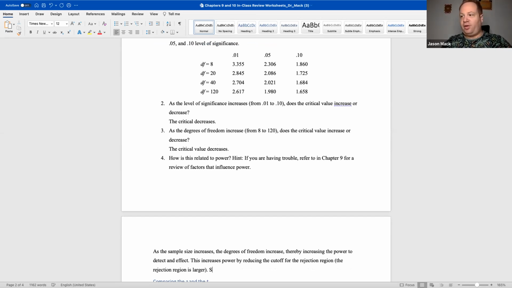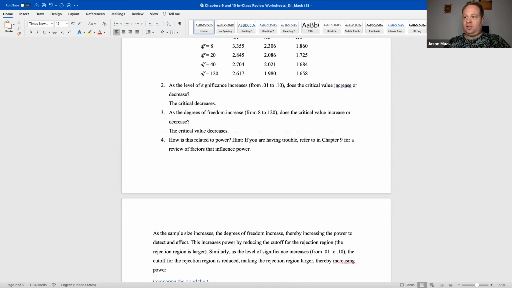And then you also want to think about, similarly, as the level of significance increases from 0.01 to 0.10, the cutoff for the rejection region is reduced, making the rejection region larger, thereby increasing power.